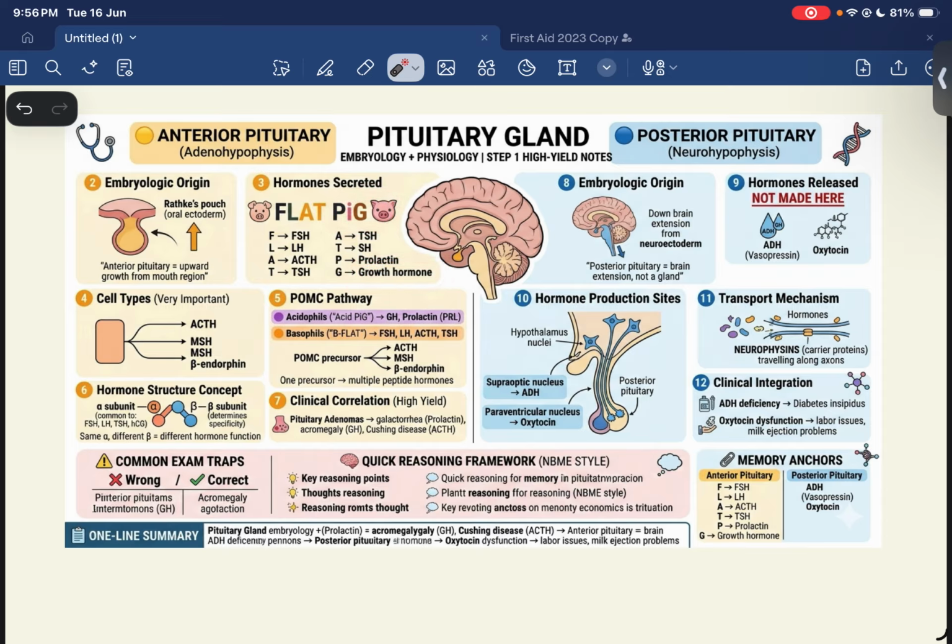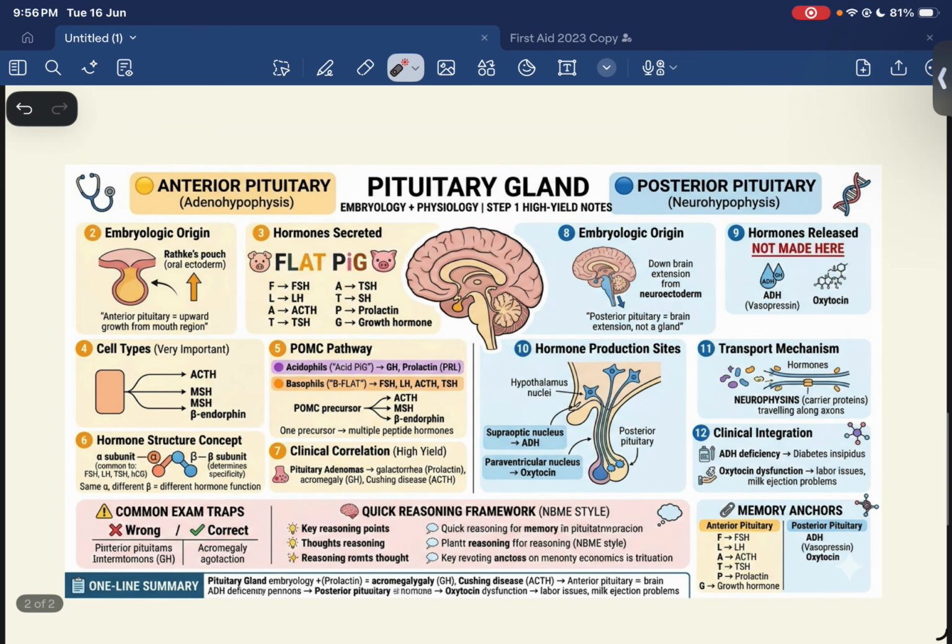Why? Because the acidophils are basically pink in color, right? Pink or purplish in color. So we are going to memorize this by PIG being pink in color, acidophils representing growth hormone and prolactin. So they're acidophils in nature.